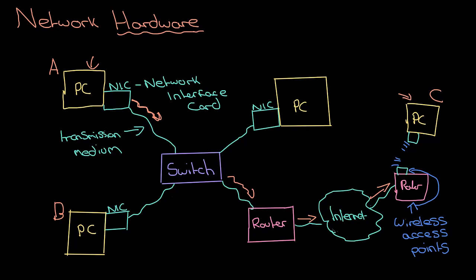So they're your critical bits of network hardware. You've got a PC, network interface card, a switch, router, and a wireless access point, and it's all connected together by these transmission mediums. If you remember all that and what they do, you're all set.